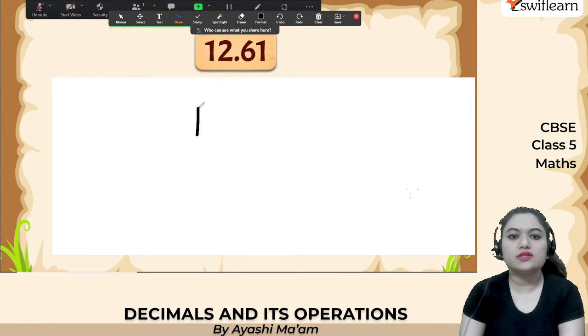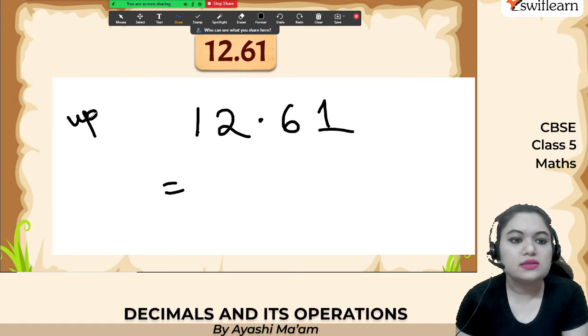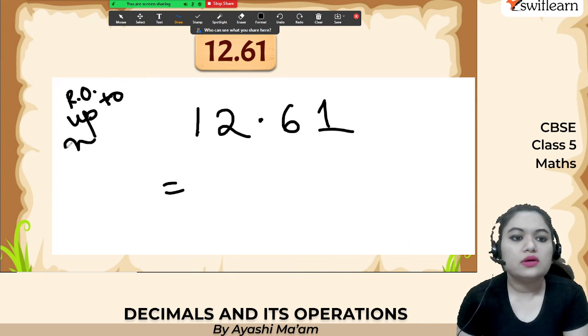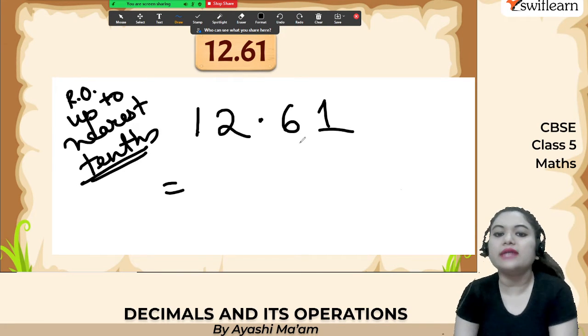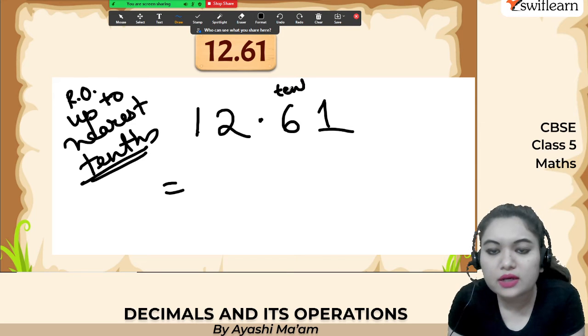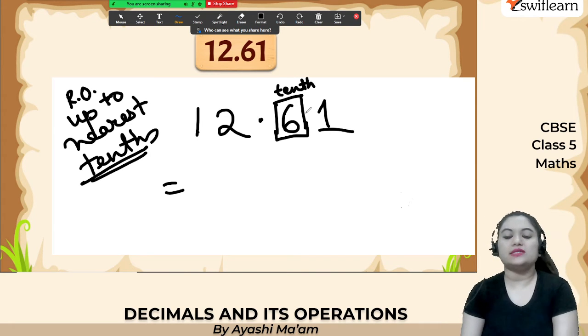Let's try to do this. 12.61. This is rounding off up to nearest tenths. So first you need to remember which one is the tenths place. This is our 10th place. This is the digit in our 10th place.